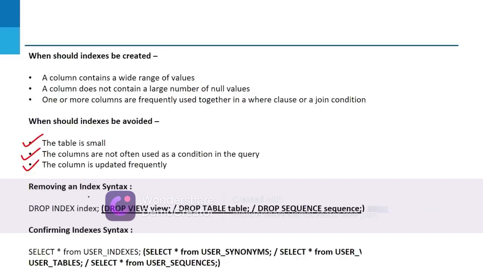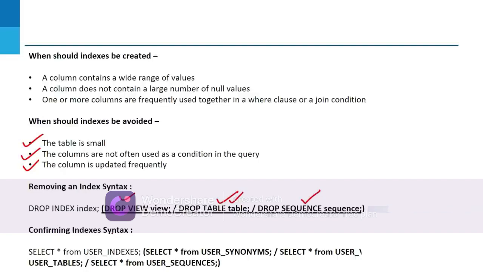How can you remove an index? Just write drop index. If you want to drop the view, drop view. If you want to drop the table, drop table. And if you want to drop a sequence, drop sequence. This is how you can drop any of the objects, whatever you create. Drop table we have already seen in the DDL statements, correct?